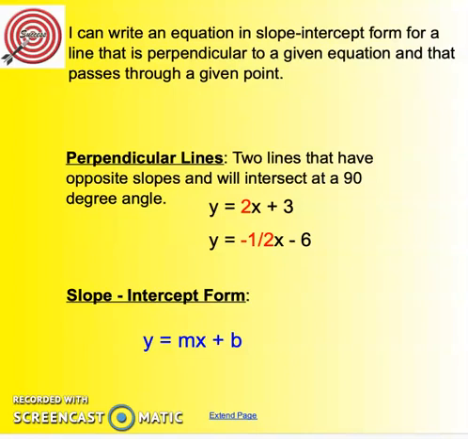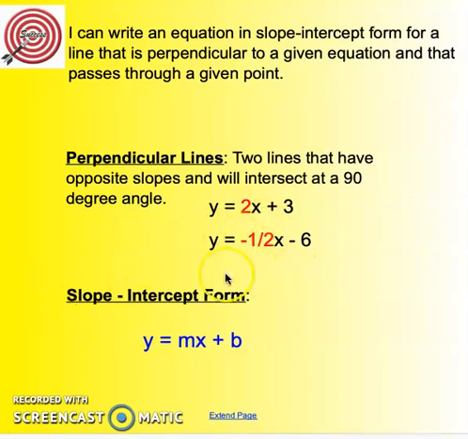First of all, let's review that perpendicular lines are two lines that have opposite slopes, meaning they are opposite in sign, positive and negative, but they are also the reciprocal of each other. And they will intersect at a 90-degree angle. For instance, these two slopes right here, 2 and -1/2, are opposites of each other. See the opposite sign, and see that they are the reciprocals of each other. This one is 2/1 and this one's 1/2.